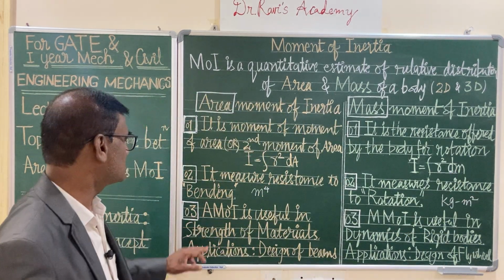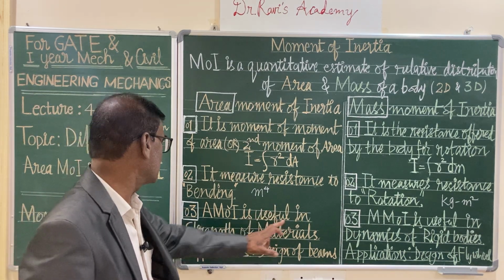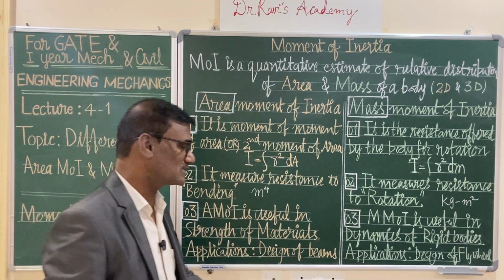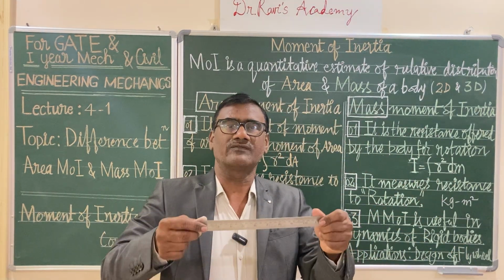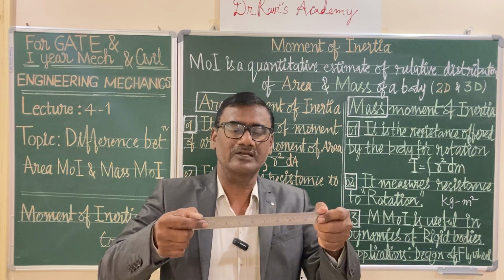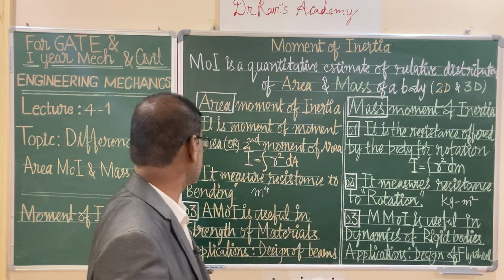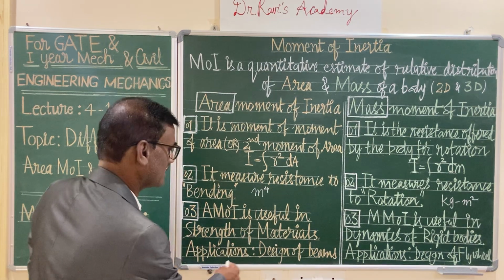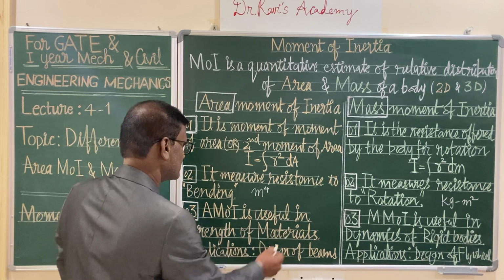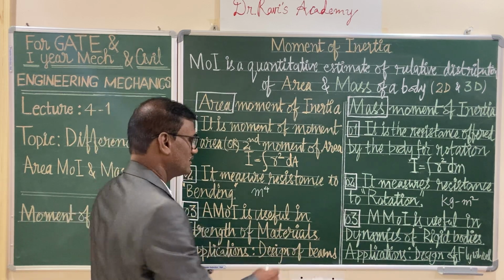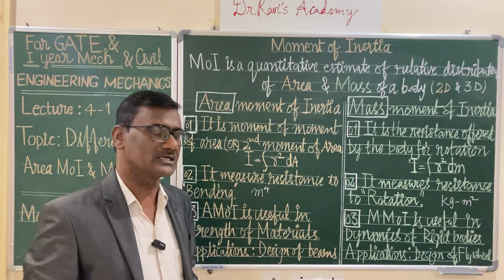And the third point is where area moment of inertia is useful. We are going to use it in strength of materials. As we have just seen, you are going to calculate the resistance offered against bending, and in the bending equation you are going to calculate the section modulus using this particular bending resistance, and it is used in the design of beams and structures also. Mainly the applications are concerned with designing beams and structures.